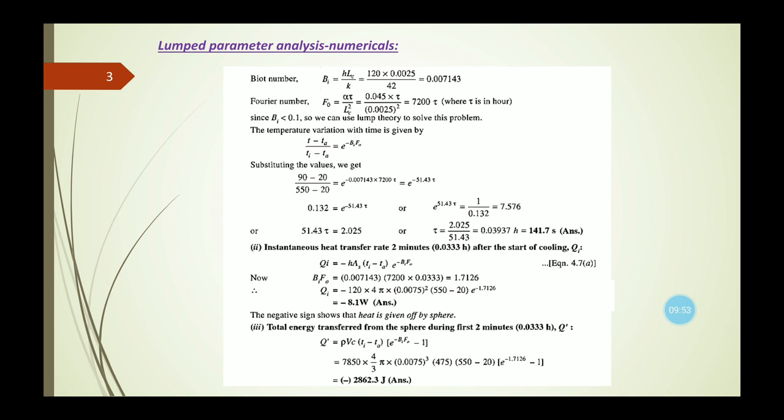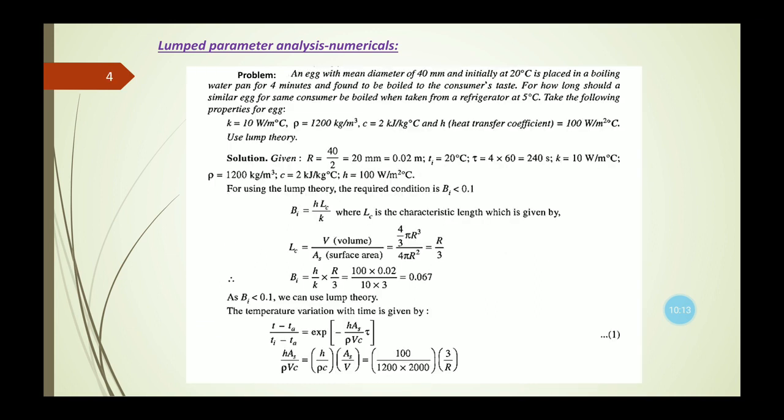So in this way, using the concept of the lumped parameter analysis and the equations for the two dimensionless parameters, that is Biot number and Fourier number, we have calculated all the required things in this question. Let us move to the next page.